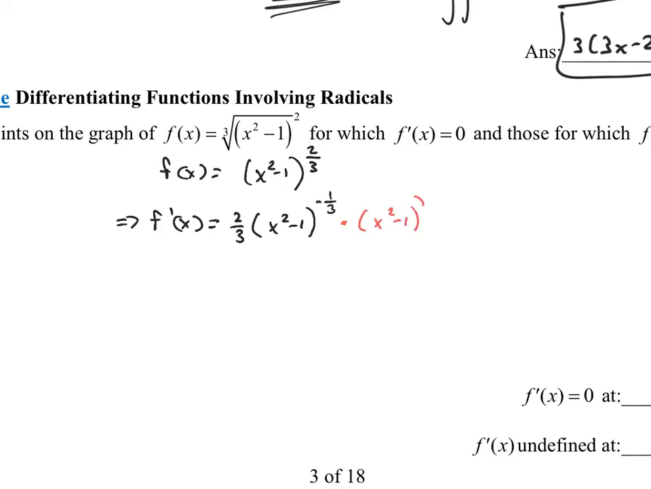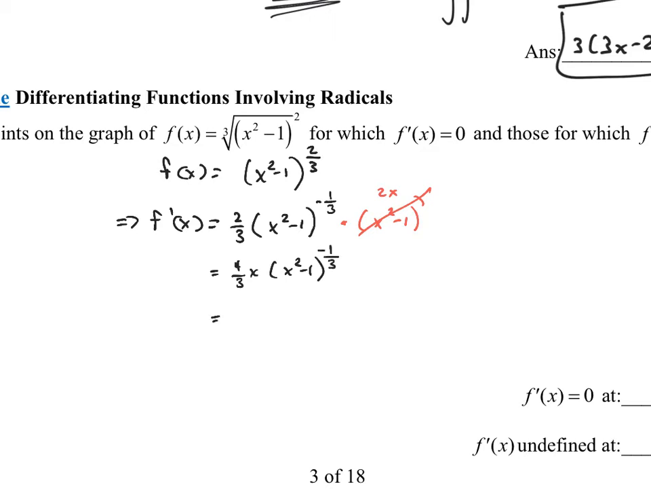That's the most missed part of this problem, is forgetting to multiply times the derivative of the inside. The derivative of x squared minus 1 is 2x. Do a little bit of simplification here. 2/3 times 2x would be what? 4/3 x times x squared minus 1 to the negative 1/3.